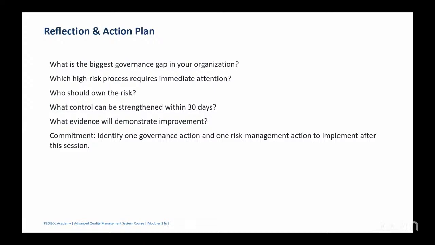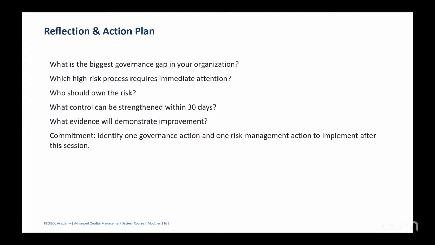So, reflection and action plan. What is the biggest governance gap in your organization? Which high risk processes require immediate action? Who should own the risk? What control can be strengthened within 30 days? For this, you need to think it through and work them out. What evidence will demonstrate improvement to you? Commitment: just identify one governance action and one risk management action to implement after this session.